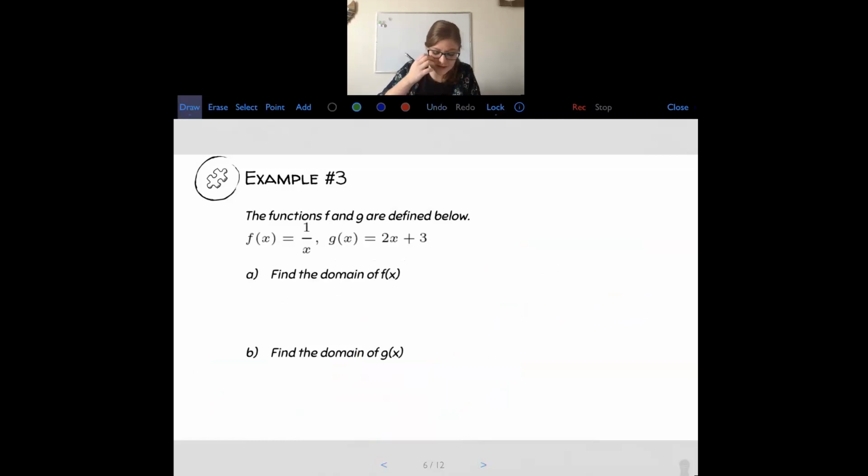Example 3, the functions f and g are defined below. So we have f of x equal to 1 over x and g of x equal to 2x plus 3. We'll first find the domain of each, and then we'll perform some operations with these two functions.